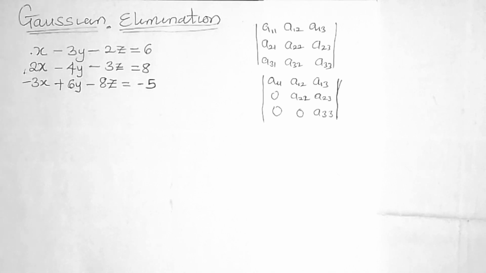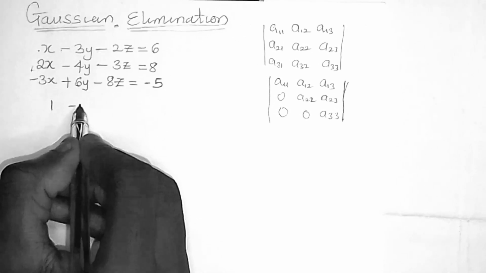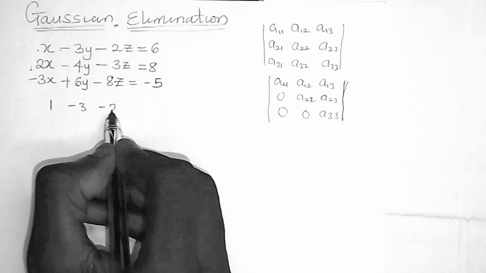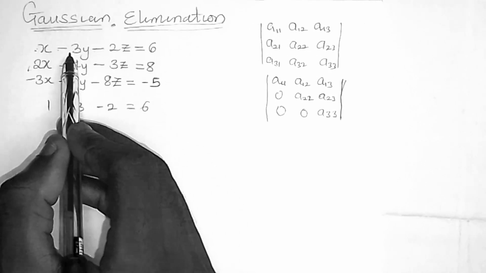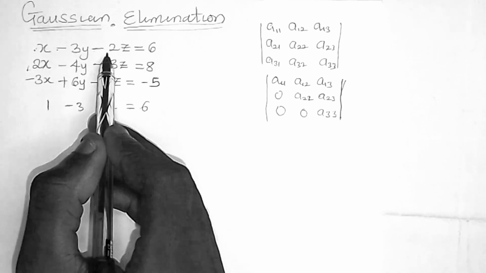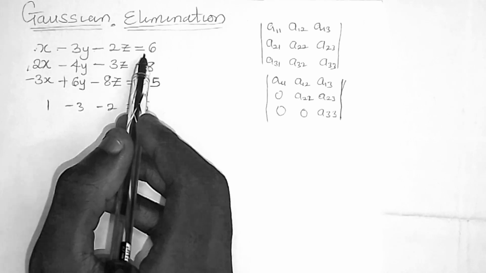Don't forget you are using the coefficients. So the coefficients of this are what? 1, minus 3, minus 2, equal to what? 6. How do I get that? The coefficient of this is 1. The coefficient of this is minus 3. The coefficient of this is minus 2. The coefficient of this is what? 6. This is 6 rather.